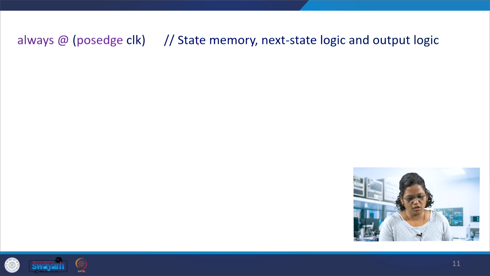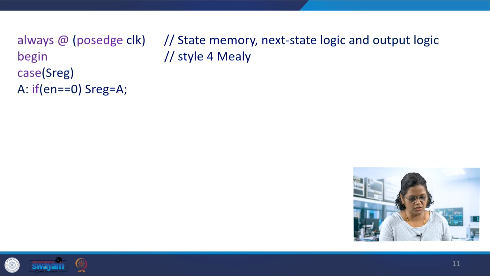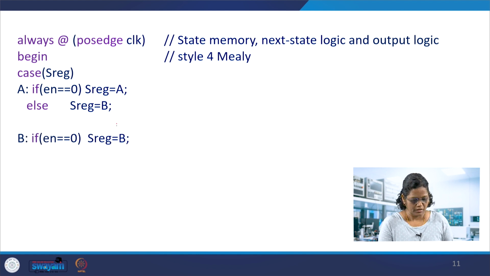At passage of the clock, now we combine these three: SM, NL and OL. Always at passage of the clock, begin that SREG is A. So here the current state is updated, otherwise SREG is B. This includes the state memory condition, that is, assign this A to SREG, B to SREG, and similarly in other states as well.